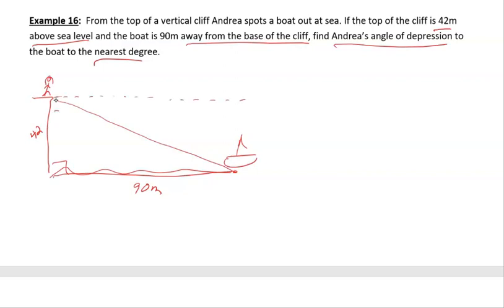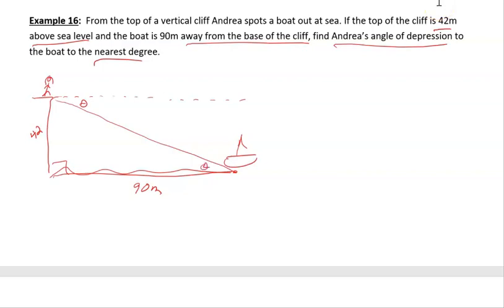So don't be fooled into trying to find that angle. No. So we're looking for this angle, the angle of depression from Andrea's point of view down towards where that boat is 90 meters away from the base of the cliff. So what we have is an alternate angle.